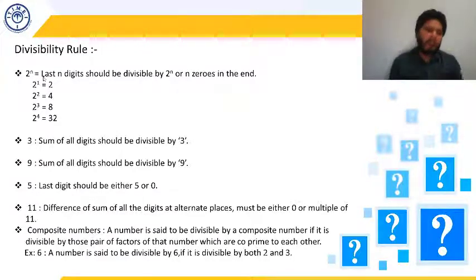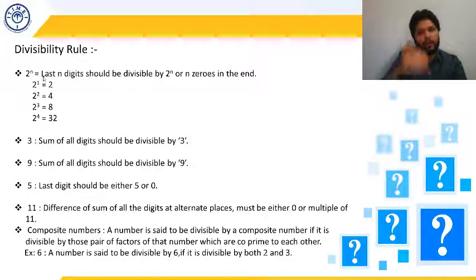So if a number is divisible by 3 and 4 simultaneously, then that number is also divisible by 12. I hope it is clear. We have to take the co-prime pair. Take one more example. Suppose 24. Suppose whether a number is divisible by 24 or not.